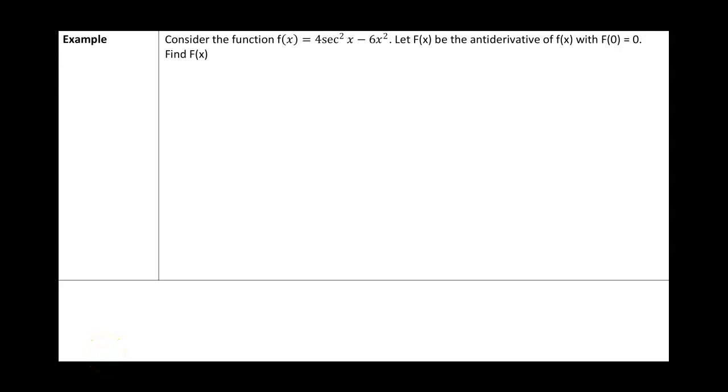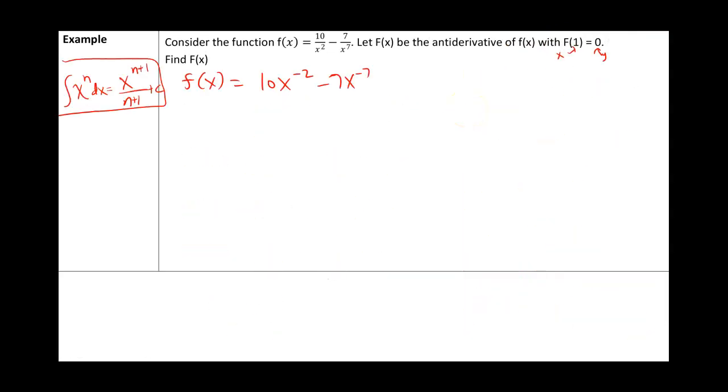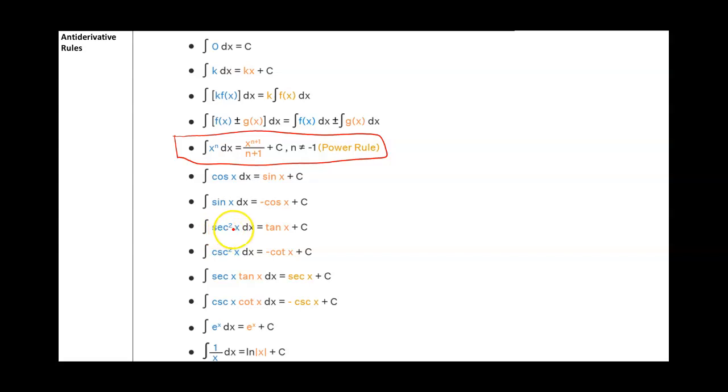In the next example, we want to find the antiderivative of f of x, where f of x equals 4 secant squared of x minus 6x squared, with f of 0 equal to 0. So we are looking for a very specific c value. Now, if you go back to your list of integrals, the integral of secant squared x dx is tan x plus c.